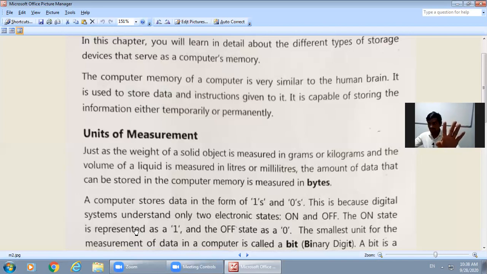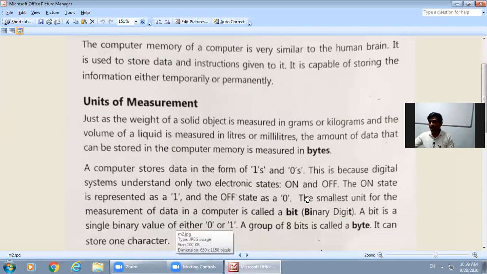The smallest unit for the measurement of data in a computer is called a bit, binary digit. So don't forget about this. The smallest unit for the measurement of data in a computer is called a bit. A bit is a single binary value of either 0 or 1.